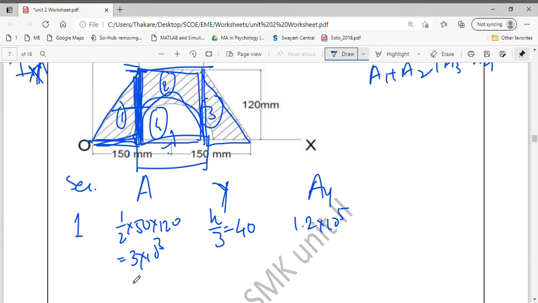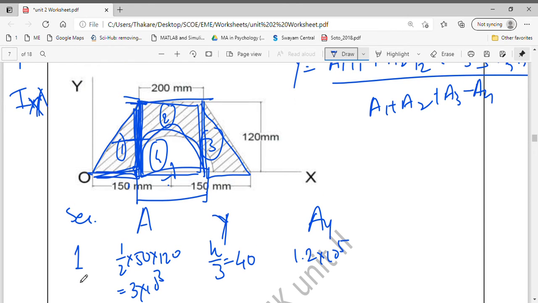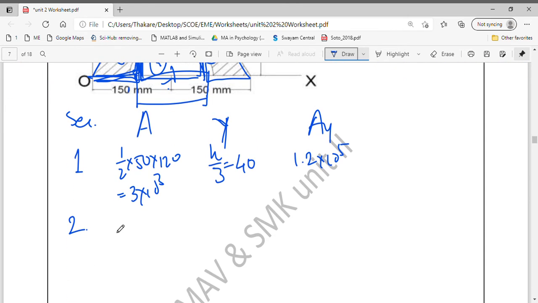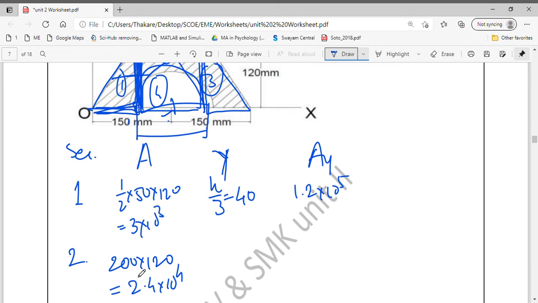H by 3 will be 120 by 3, so 40, and ay comes out as 1.2 into 10 to the power 5. Then let us consider the second section, which is a rectangle of dimension 200 by 120. So its area will be 200 into 120, which is 2.4 into 10 to the power 4. Y, the distance from the x-axis, will be given by d by 2, so 120 by 2 will be 60, and a into y, so 60 into 2.4 into 10 to the power 4, will be 1.4 into 10 to the power 6.